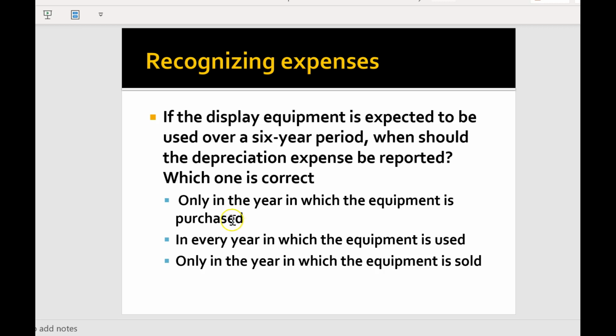Which one is correct? 1, only in the year when equipment is purchased. 2, every year when the equipment is being used. 3, only the year when the equipment is sold or disposed. Obviously, the answer is in every year in which the equipment is used. As we said, it's a matching principle. In each year when we use the equipment, we generate revenue. So each year, the usage of the equipment should be recognized as expenses.